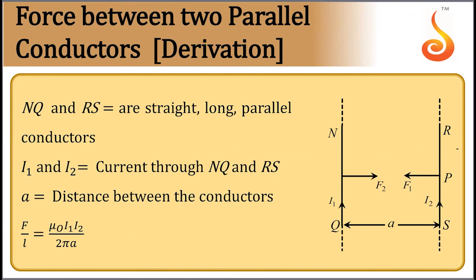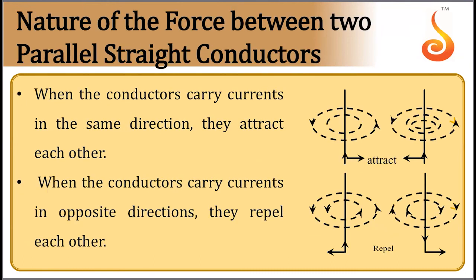The next concept is force between two parallel conductors carrying current. If two conductors are carrying currents I1 and I2, then the force per unit length on each of them is given by mu naught I1 I2 by 2 pi a. Make a note of it. Note the diagram. If they carry current in the same direction, they attract. In the opposite direction, they repel each other.